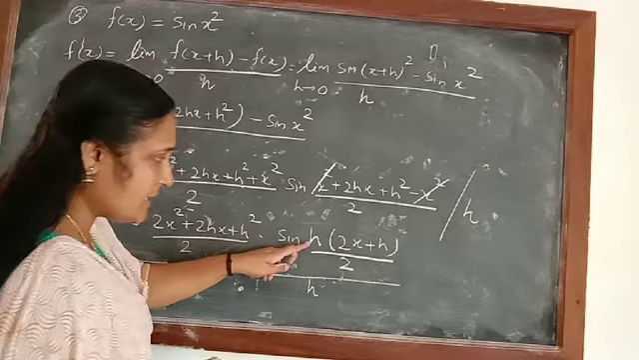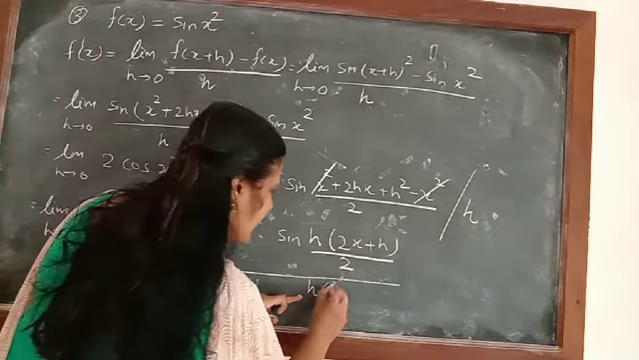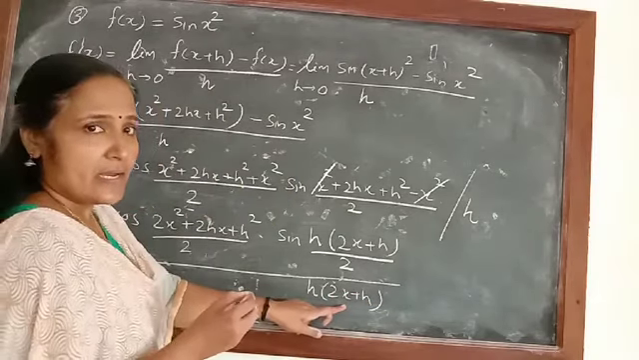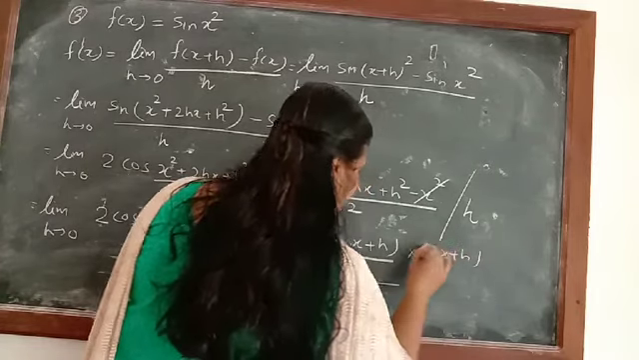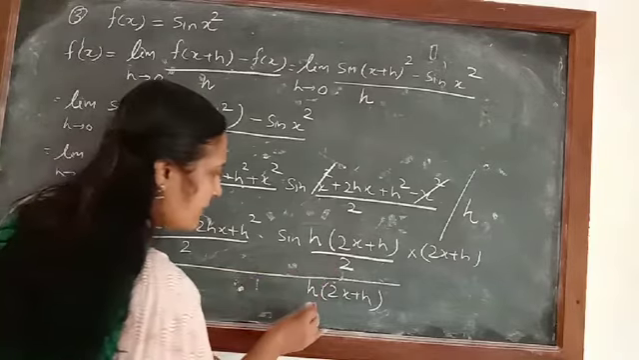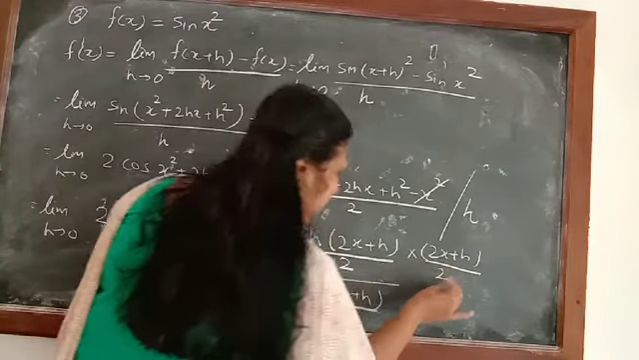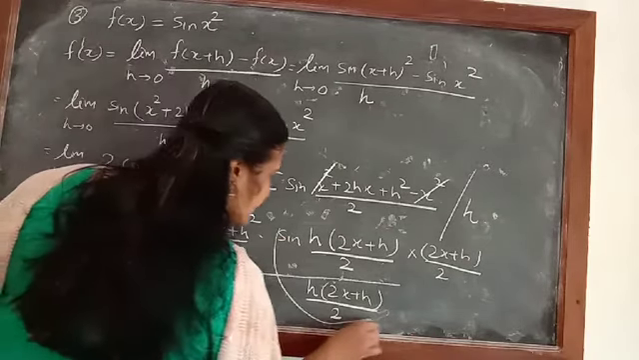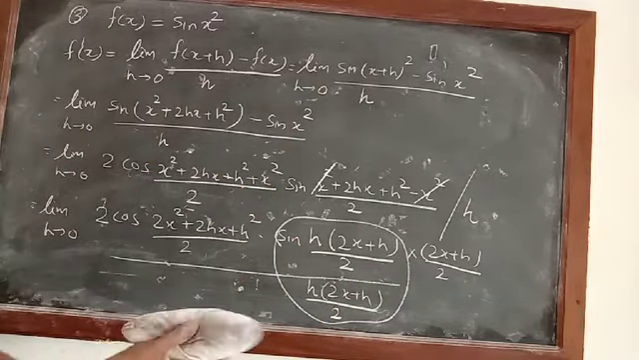Then what we have here? We have h here. H we have here, but 2x plus h we don't have. Then here I have multiplied 2x plus h in denominator. So if I am multiplying here, I have to multiply in numerator also. Multiplied 2x plus h. Now divided the denominator by 2. So I have to divide in numerator also, divided by 2. So now just to check, this expression will be equal to 1. So that expression becomes 1.